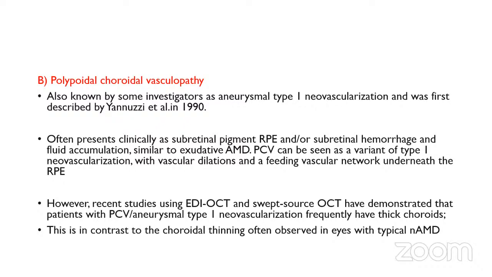It was first described by Yannuzzi et al. in 1990. It presents clinically as sub-RPE and/or subretinal hemorrhage with fluid accumulation, similar to exudative AMD. PCV can be considered as a variant of type 1 neovascularization with vascular dilatations and feeding vascular network underneath the RPE. However, the point to be noted is that recent studies on enhanced depth OCT and swept-source OCT demonstrate that patients with PCV or aneurysmal type 1 neovascularization frequently have thicker choroids. This is in contrast to the choroidal thinning observed in typical neovascular AMD. So this point is to be noted, and it's a differentiating feature.